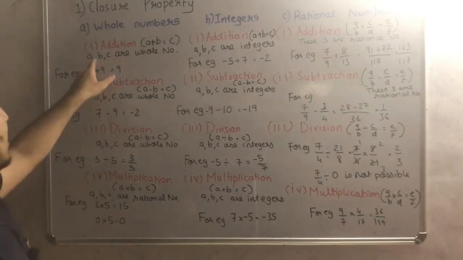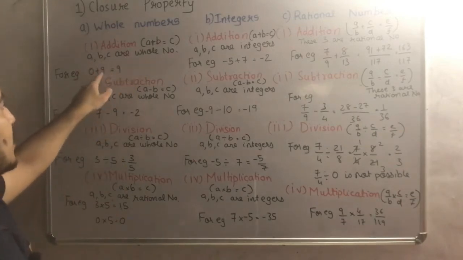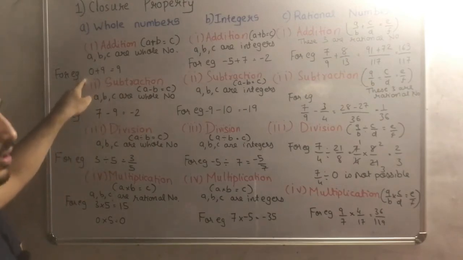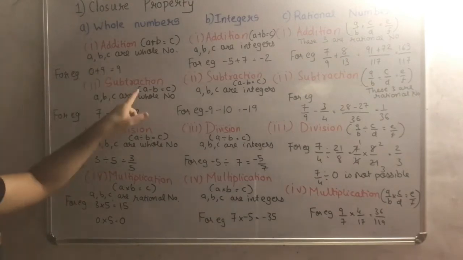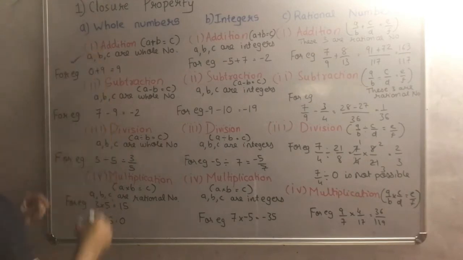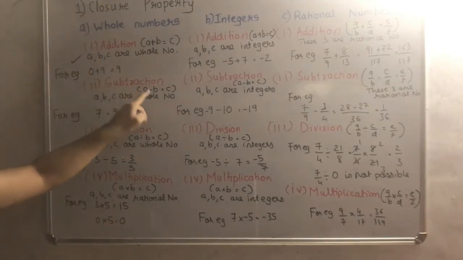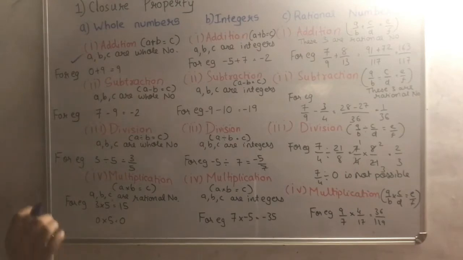Okay, so a, b and c. Now 0 plus 9 equals 9. 0 is a whole number, 9 is also a whole number, so this satisfies the closure property. Now next is subtraction. a minus b equals c, where a, b, c are whole numbers.